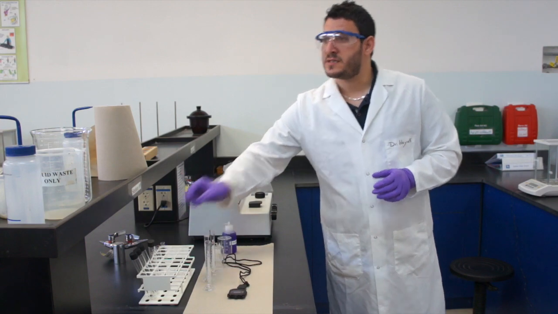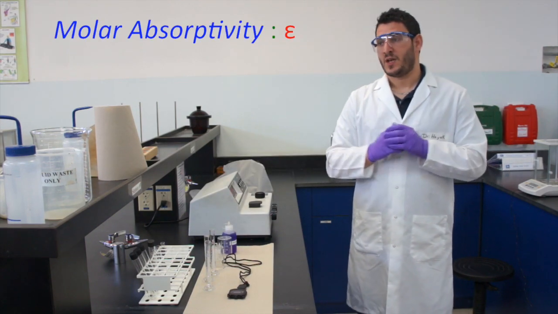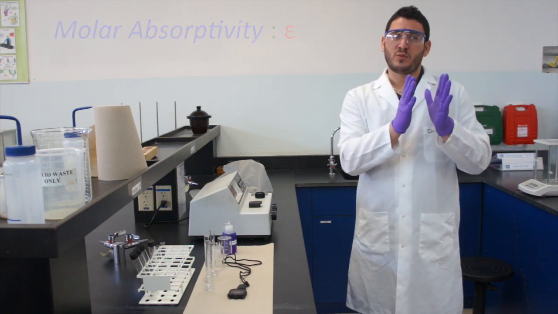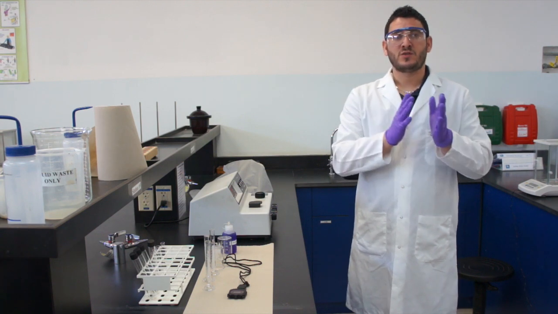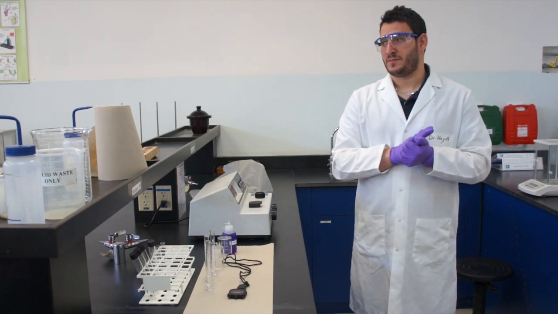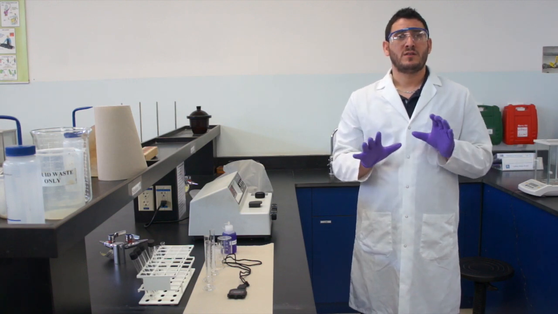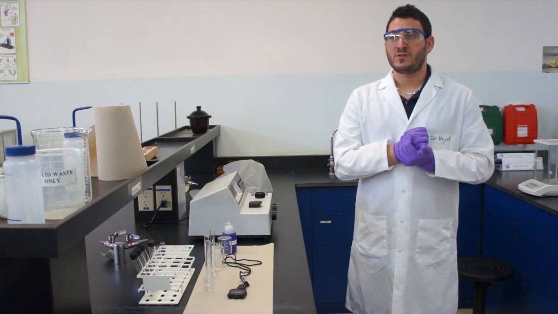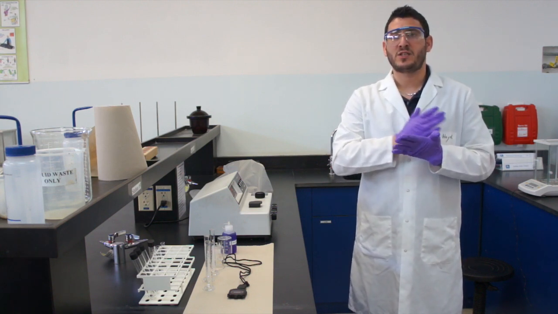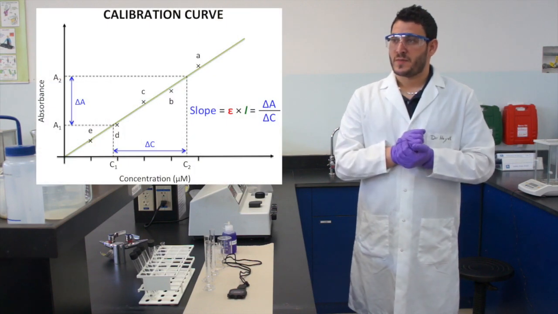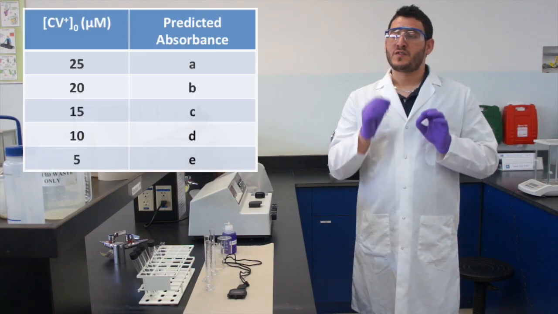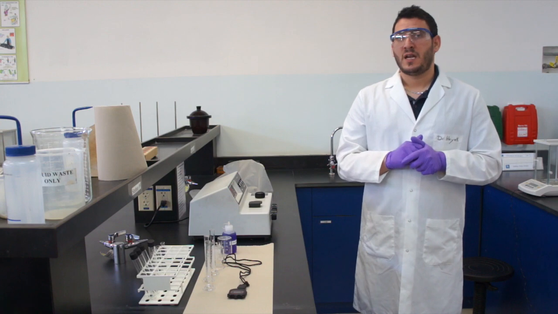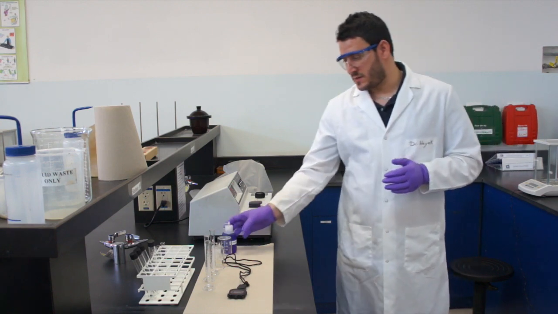However, what I don't know is the molar absorptivity, because it's not given. So in order to convert the absorbance into concentration, I need to find the molar absorptivity. To figure it out is very simple. All you need to do is build a calibration curve, which means that you measure the absorbance of solutions of known concentrations that you prepare yourself.